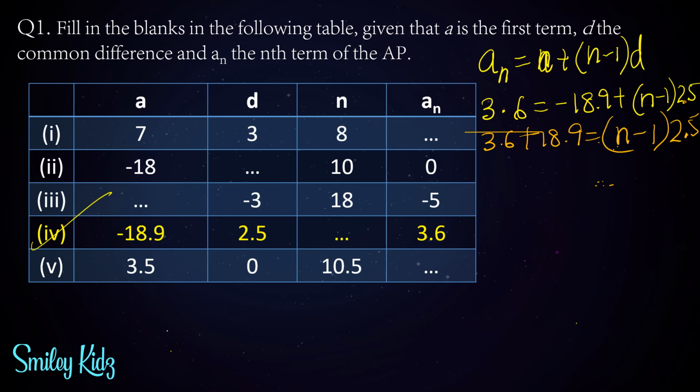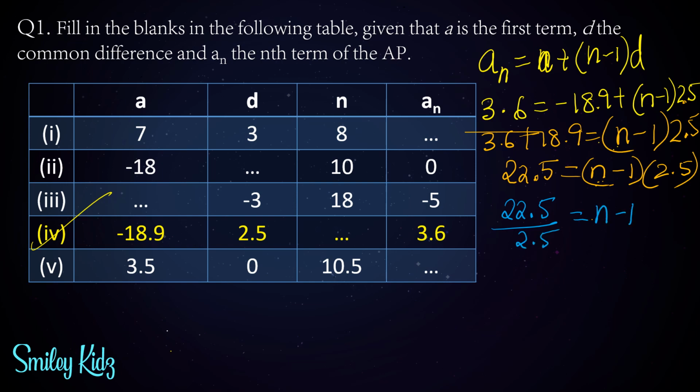Now, what is 3.6 plus 18.9? It is 22.5. Alright, 22.5 is equal to n minus 1 into 2.5. Well, now I'm going to transpose this 2.5 to the other side. It turns out to be dividing, isn't it? So 22.5 upon 2.5 is equal to n minus 1.